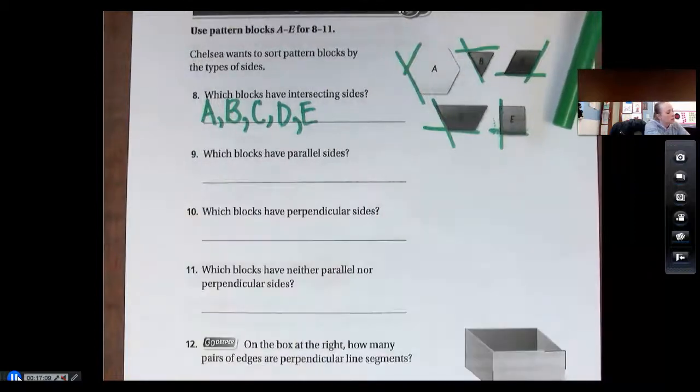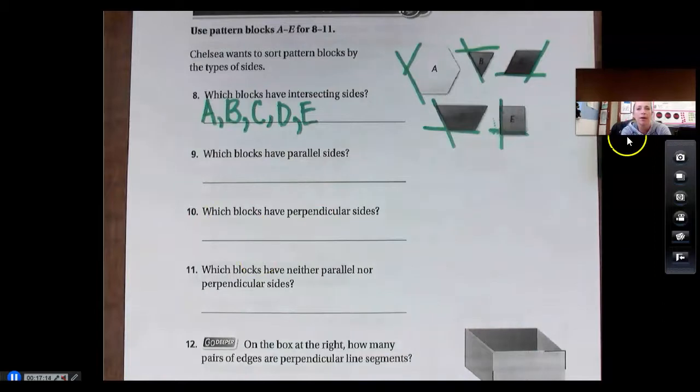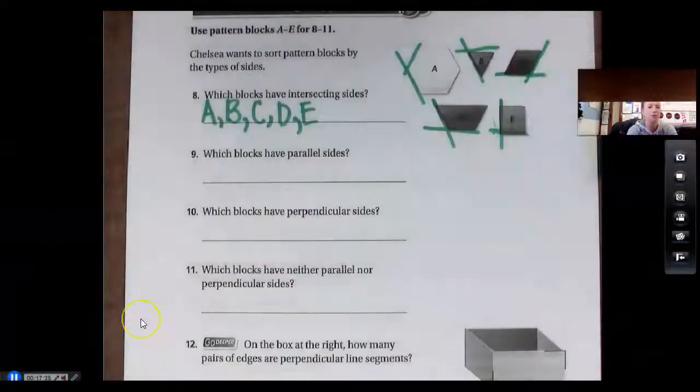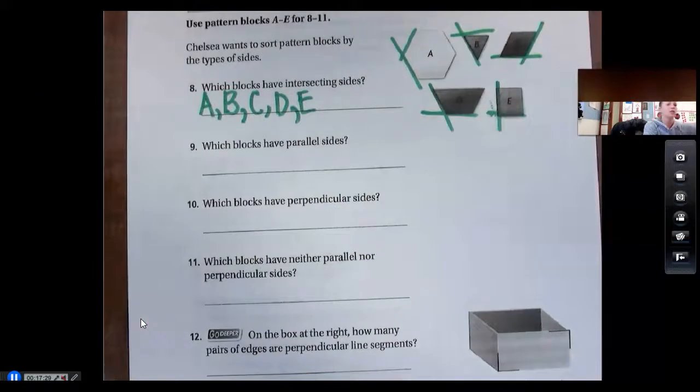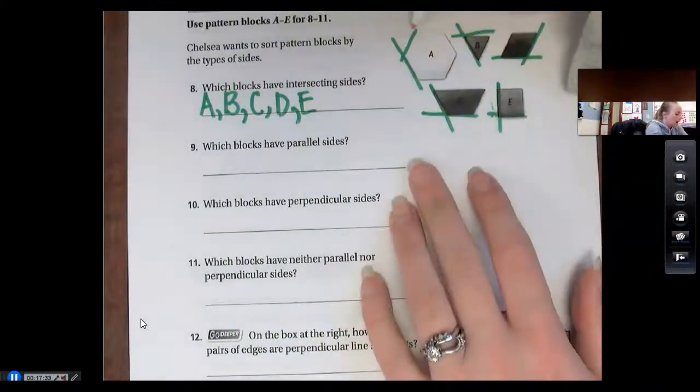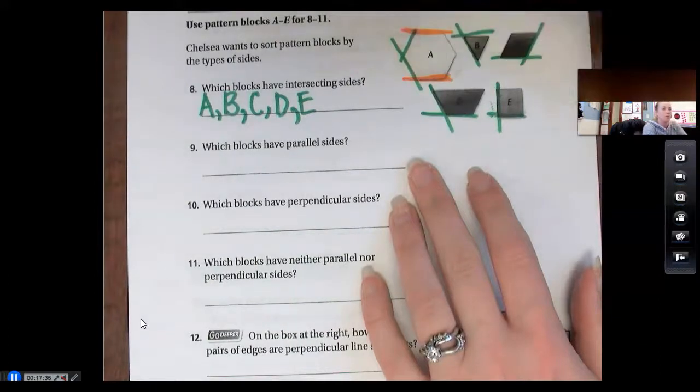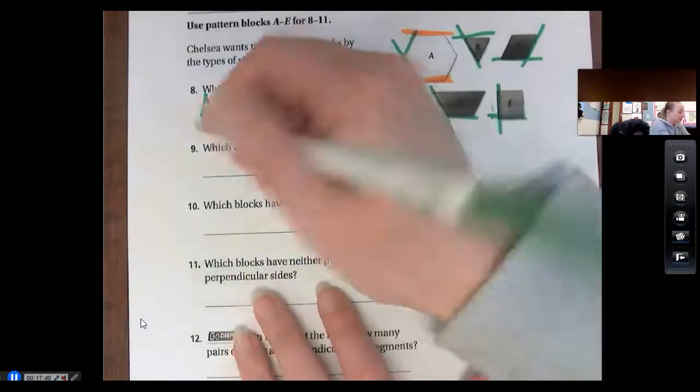Number 9, which blocks have parallel lines? Well, let's review. Parallel lines are lines that will never ever touch. So we are looking for shapes that would have lines that would never ever touch each other. So let's see if we can find any. First, start with shape A. Do you see any sides that will never ever touch? Well, the top of the shape and the bottom of the shape will never ever touch. So A has parallel sides.